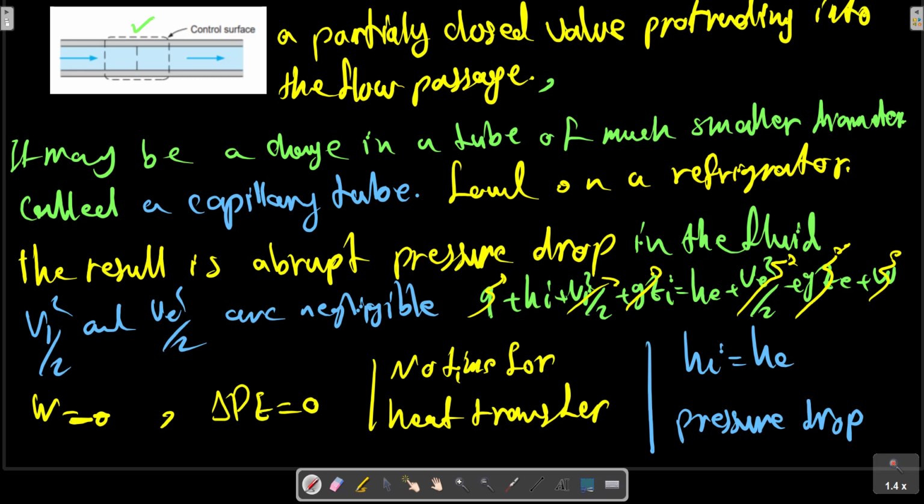Frequently, a throttling process involves a change in phase of the fluid. We have change of phase for the throttling at constant enthalpy. A typical example is the flow through the expansion valve of a vapor compression refrigerator system. There are various examples related to this section. The next section is about turbines.